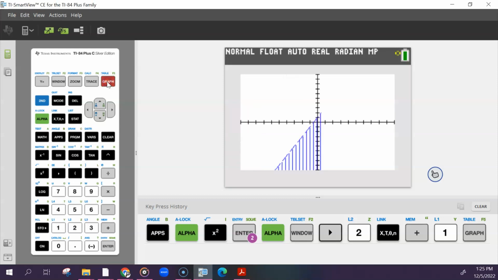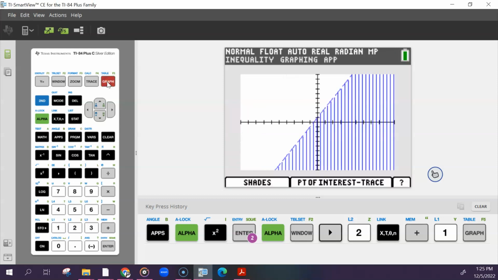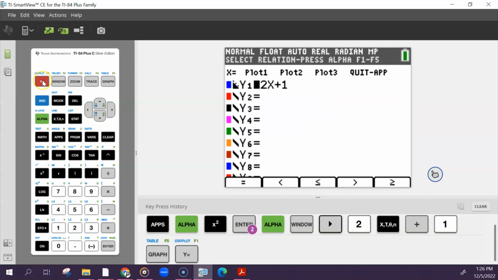Graph this. I hit graph. It will graph it for you. It will show you the direction it's supposed to be shaded, as well as whether your line is solid or dashed. So this is a good way to check yourself. Make sure you graph things correctly. Go back. We're going to try one more.